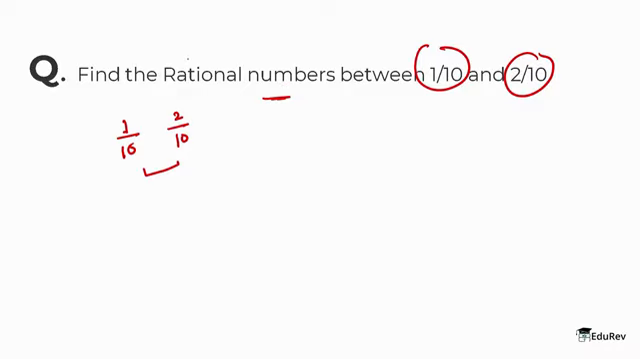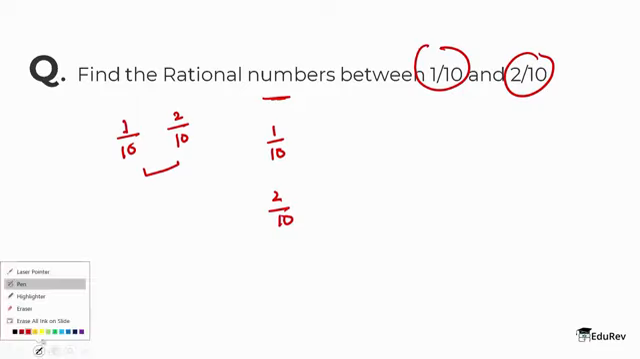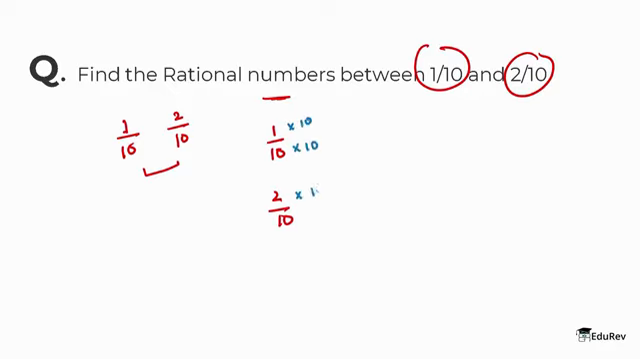Alright. So what I'm going to do, let's say that I multiply the numerator and denominator of both these numbers by 10. So if I am having 1 by 10 and I'm having 2 by 10, let's just multiply 10 with the numerator and with the denominator, similarly 10 with the numerator and 10 with the denominator.